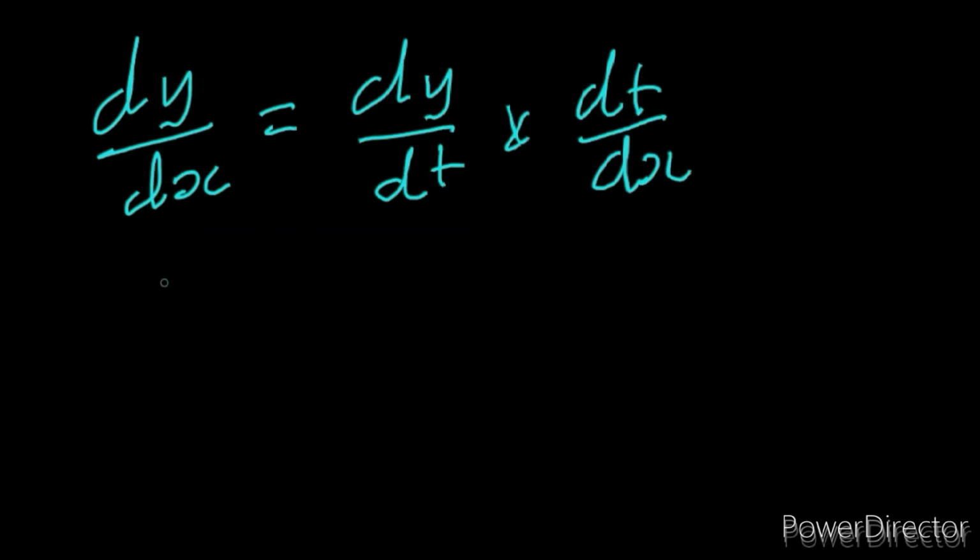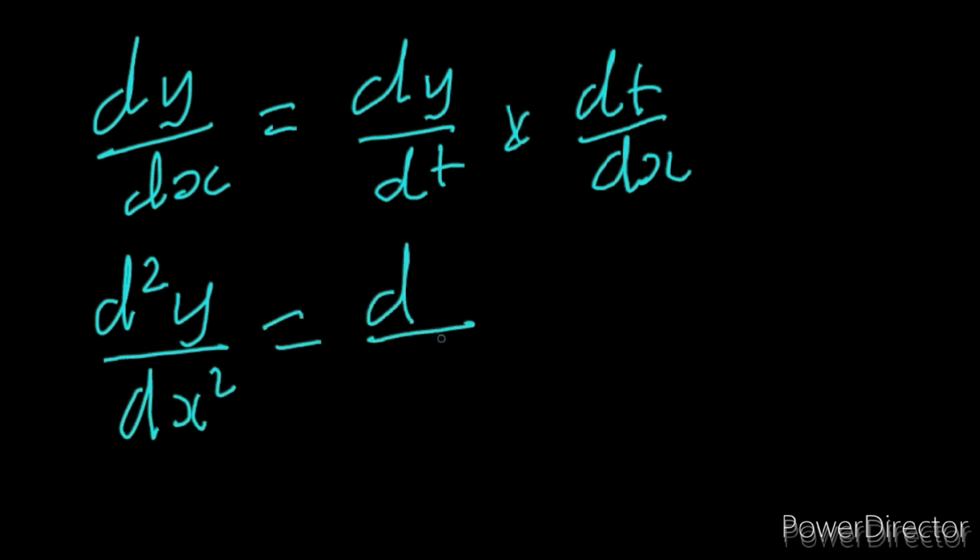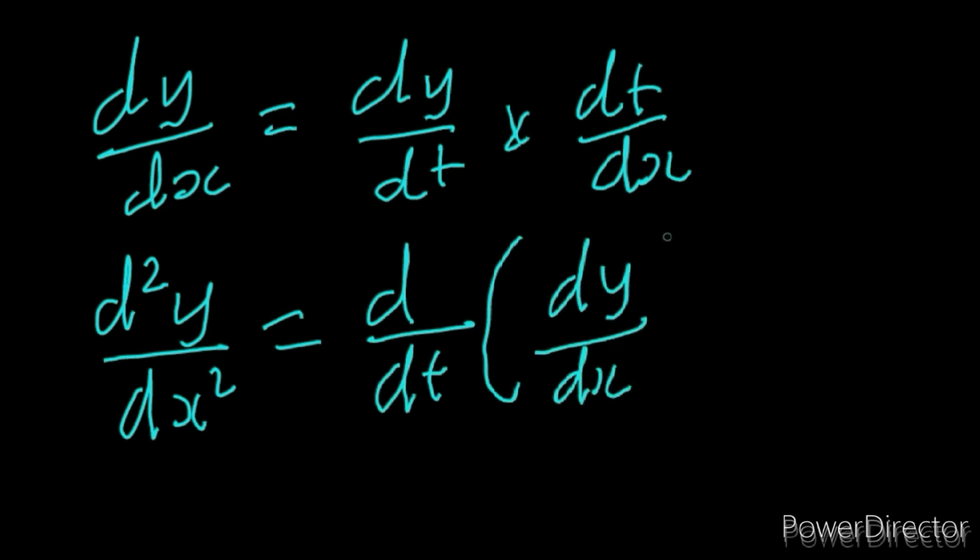The second derivative is usually represented as d squared y over dx squared. So this will be equal to the derivative with respect to t, and we're going to have the derivative of y with respect to x, and then we're going to have times the derivative of t with respect to x.